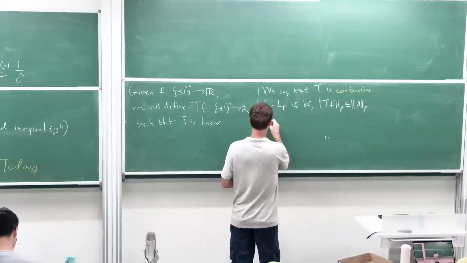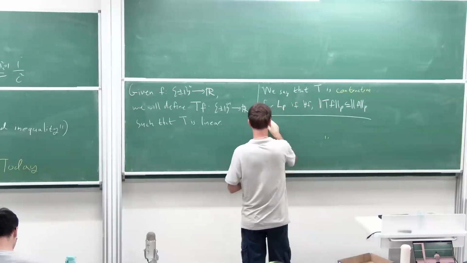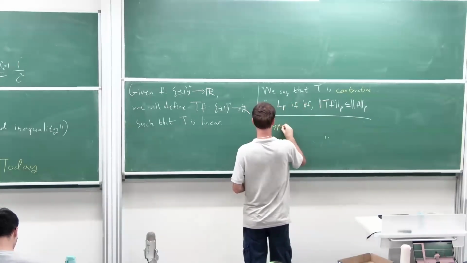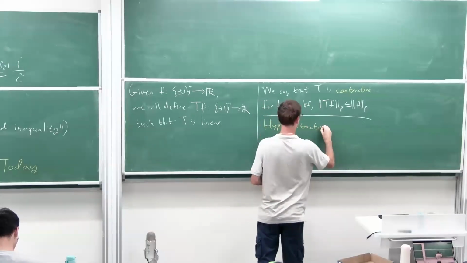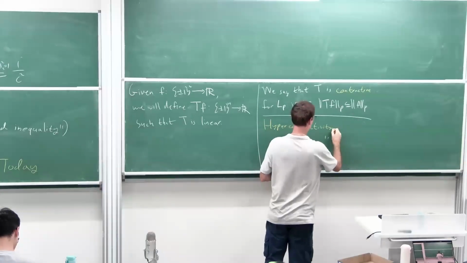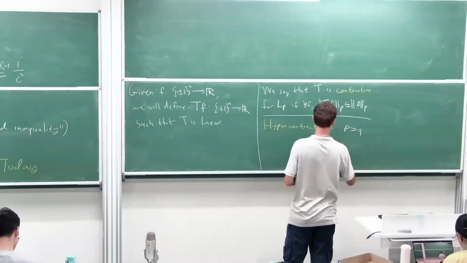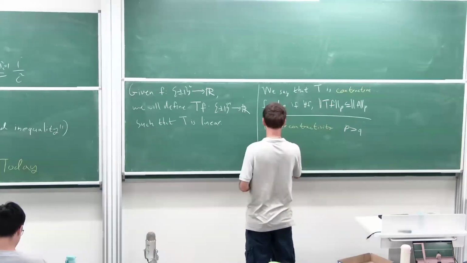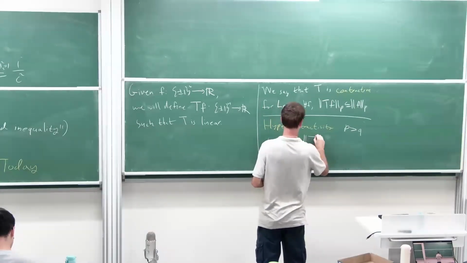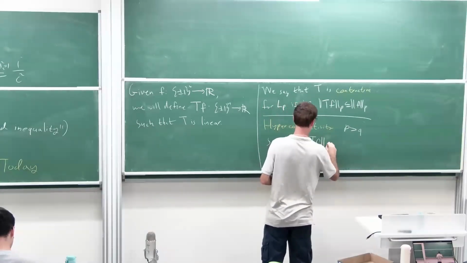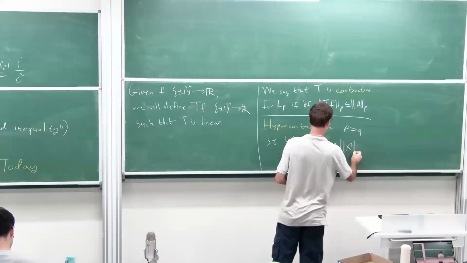Okay, so hypercontractivity is this very strange phenomenon. There is some p larger than q, such that for all f, the p-norm of Tf is at most the q-norm of f.